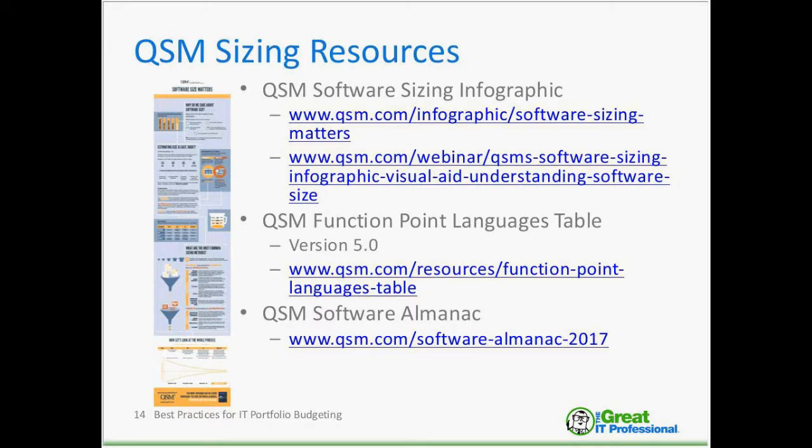One of the things that QSM does is collect a lot of industry data. We've been doing that for the past 40 years, and we've compiled a lot of information, including function point information. We have a page on our website, the function point languages table. It's probably one of the highest trafficked pages on our website, and it lays out different gearing factors for different languages for function points. Currently in version 5.